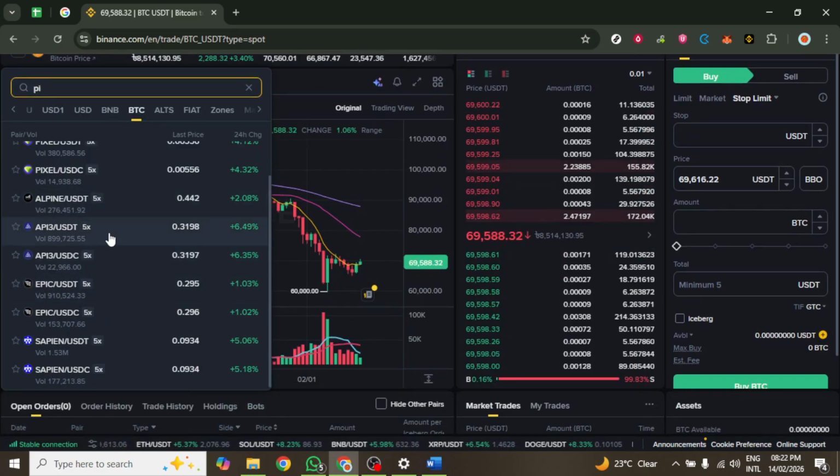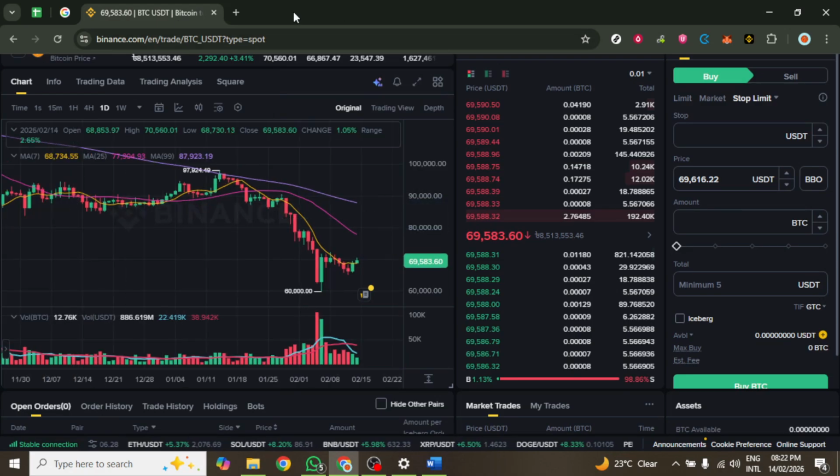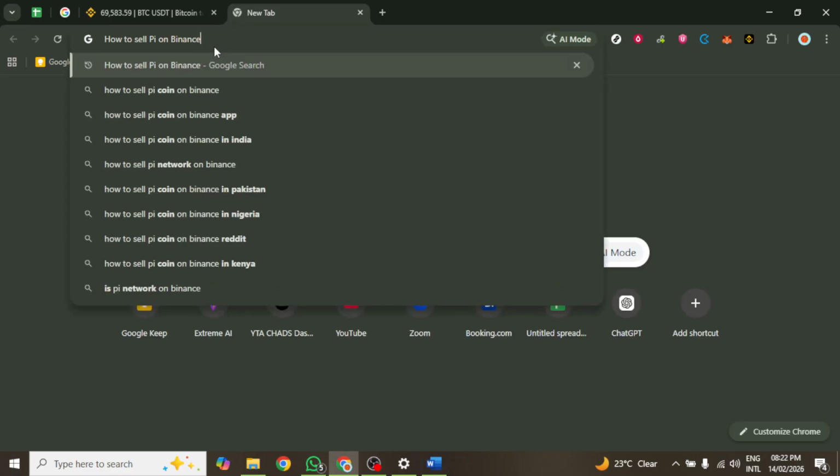You will then have the choice between a market or limit order. Enter the amount of Pi you wish to sell and confirm. Once the sale is completed, the proceeds from the transaction will be available in your wallet. At this point, you can choose to withdraw the funds or convert them to another asset. It is essential to remember that until Pi is officially listed as a trading option on Binance, you will not have access to any selling features for this token.